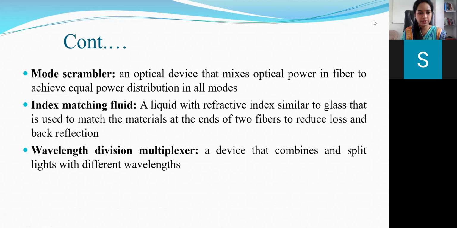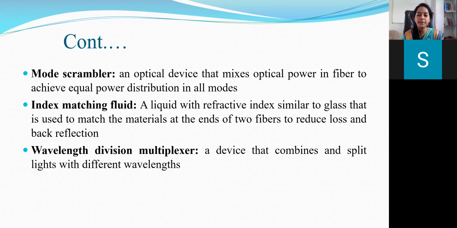Fiber to achieve equal power distribution in all modes. Then index matching fluid. What is index matching? Which type of index? It is refractive index. You have to match the refractive index.